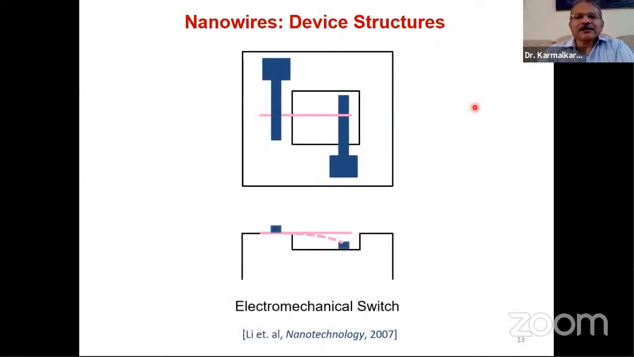So here is another device, an electromechanical switch made using a nanowire. This is the nanowire. Okay. So this is the top view and this is the cross section. If I take a cut line here, this is how it looks. When you apply voltage between these two, the wire will bend because of the electrostatic force of attraction, and then it will come and touch this contact. So that is why it is called an electromechanical switch.